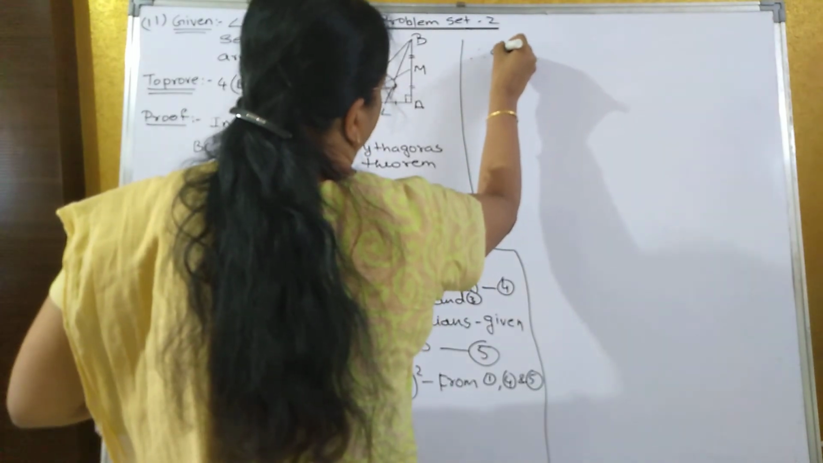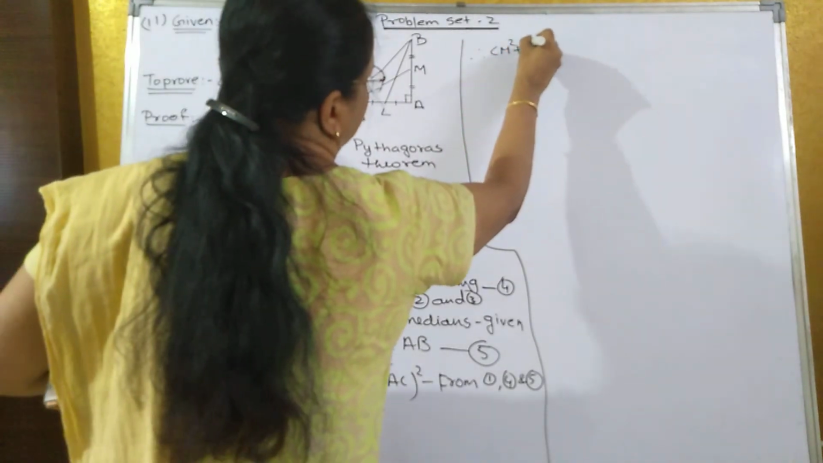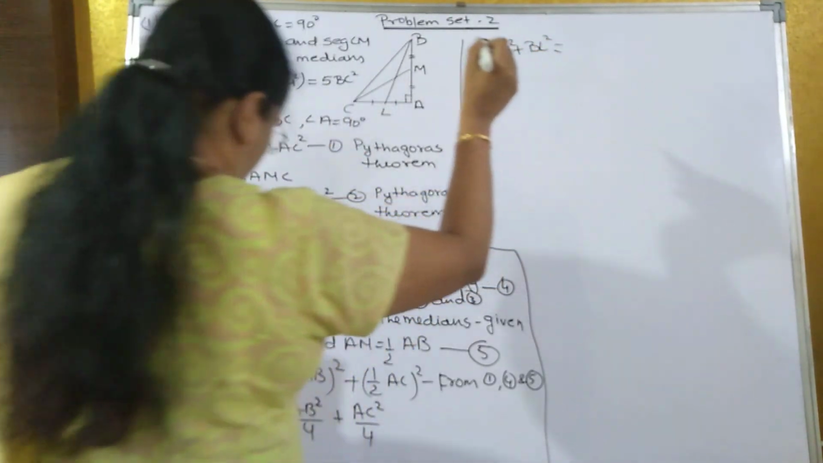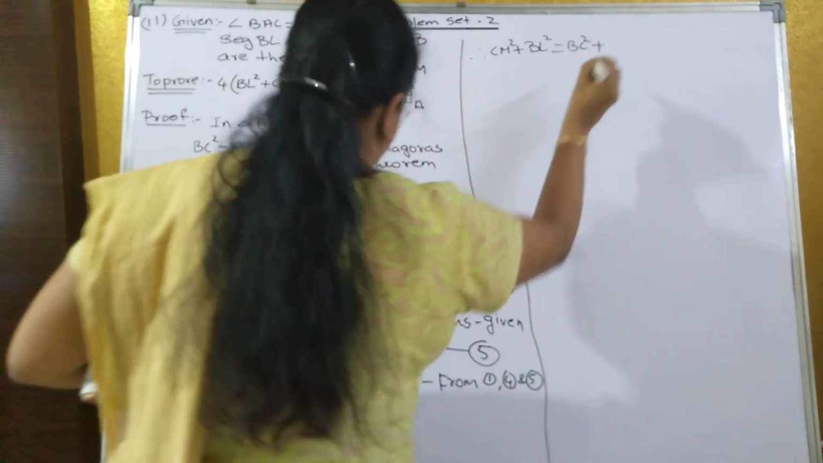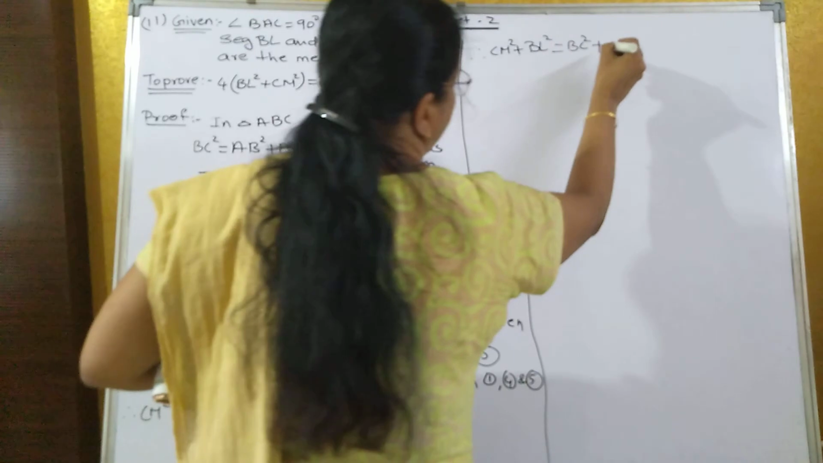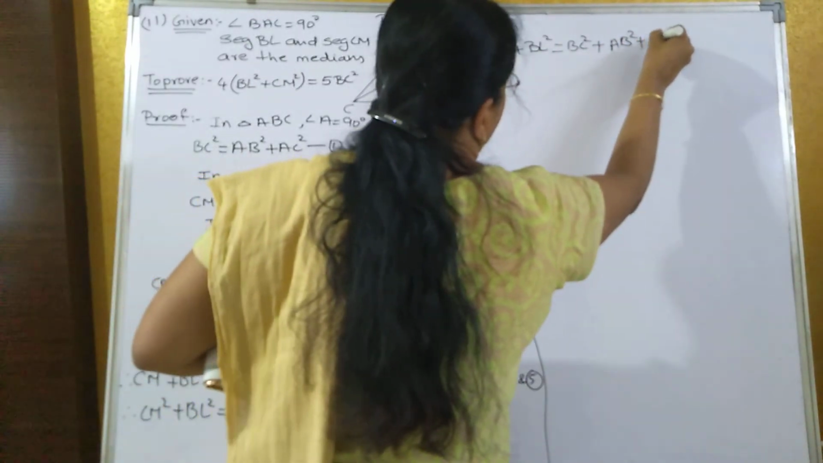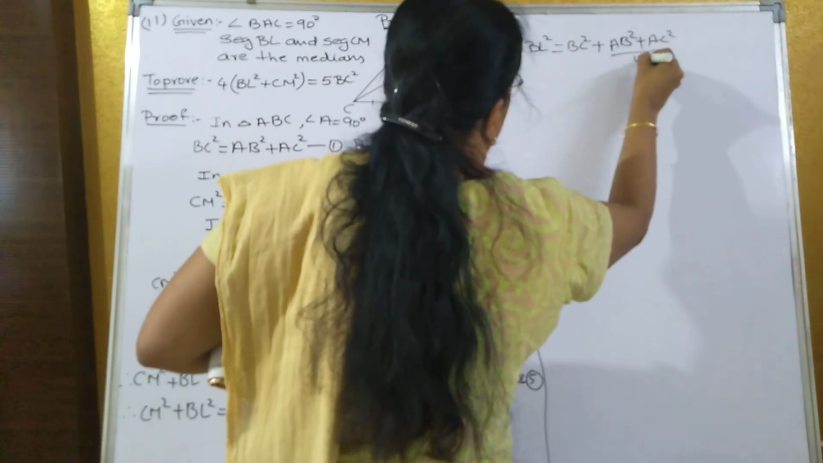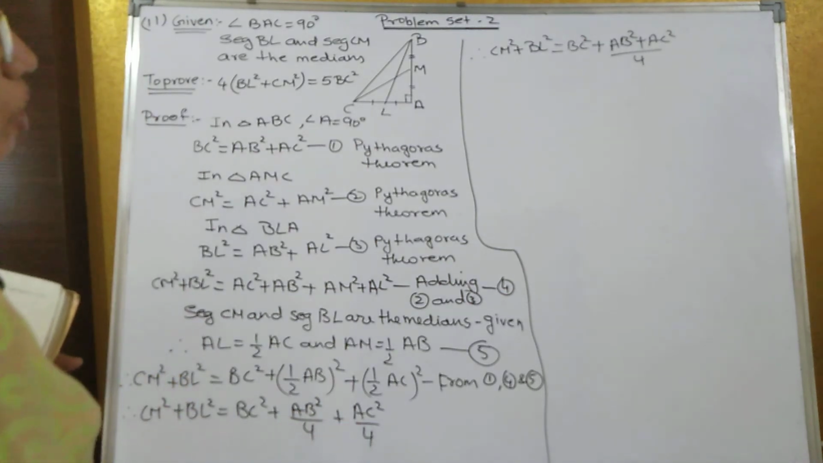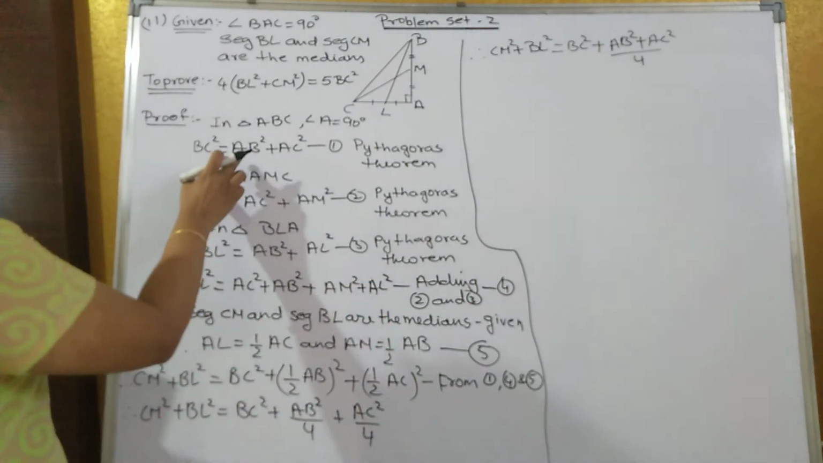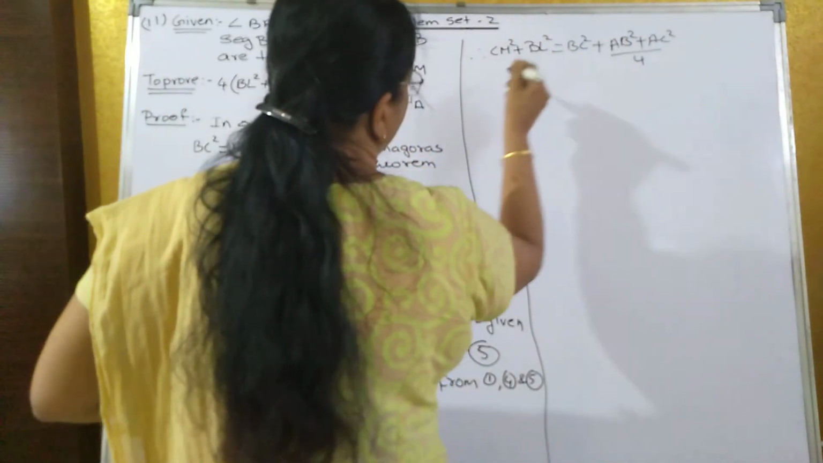CM square plus BL square is equal to BC square plus, we will take them together, AB square plus AC square upon 4. Denominator we have taken common. Now what is AB square plus AC square? AB square plus AC square is BC square. So again you will put BC over here.